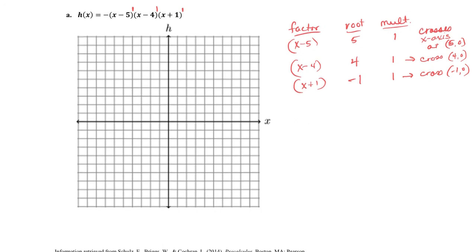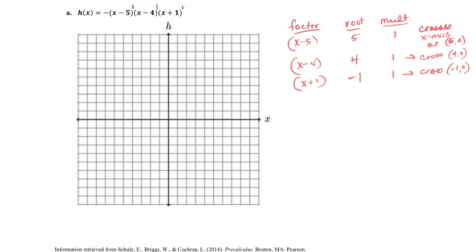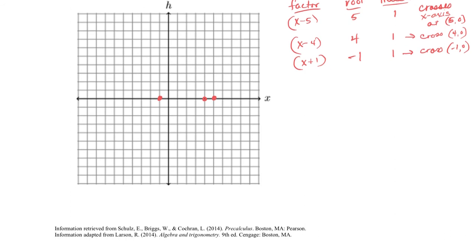So let's go ahead and put our roots on here. So I've got -1, and then 4, and finally 5. And I know that each one of these is going to cross the x-axis. Okay, I'm not ready to draw my graph just yet. I need a little more information.